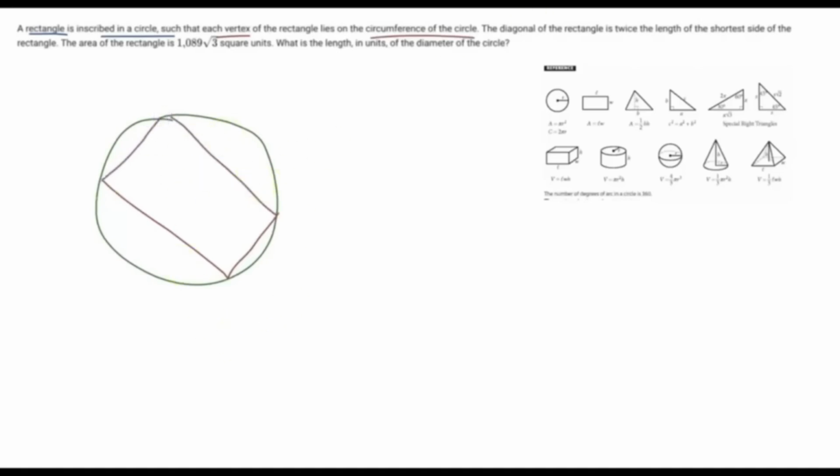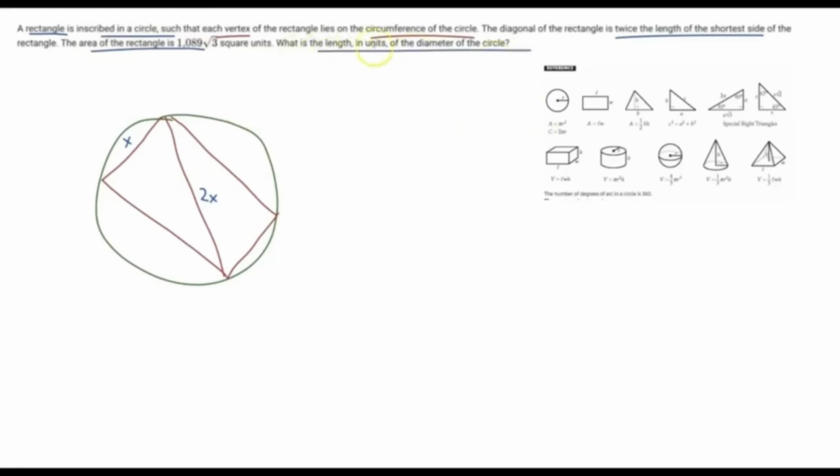So there's our drawing. It says the diagonal of the rectangle is twice the length of the shortest side of the rectangle. All right, let's draw that in. So the diagonal, which is going to look like this, just going across from one corner to the other, is going to be twice the length of the shortest side of the rectangle. So this right here is our shortest side, and so let's call that x. And it's twice the length, so we can call this 2x. The area of the rectangle is 1089 times square root 3 square units. What is the length in units of the diameter of the circle?